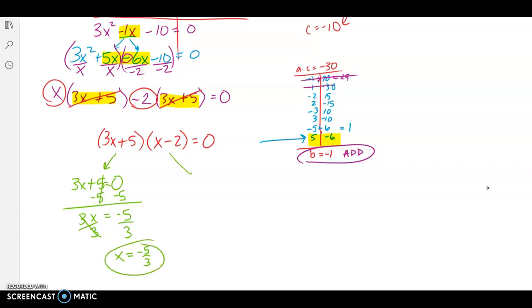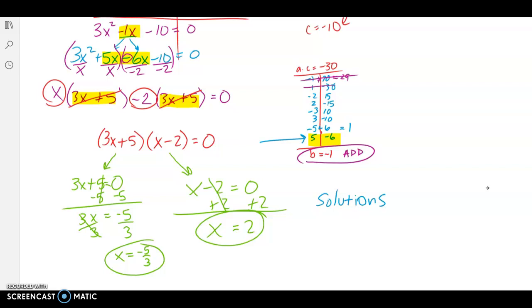Now let's do the same thing with the other factor. x minus 2 equals 0. To get x alone and get rid of a minus 2, we add 2 to both sides, the opposite. We get 0. So now we have an x alone, and 0 plus 2 is 2. That's your other root.